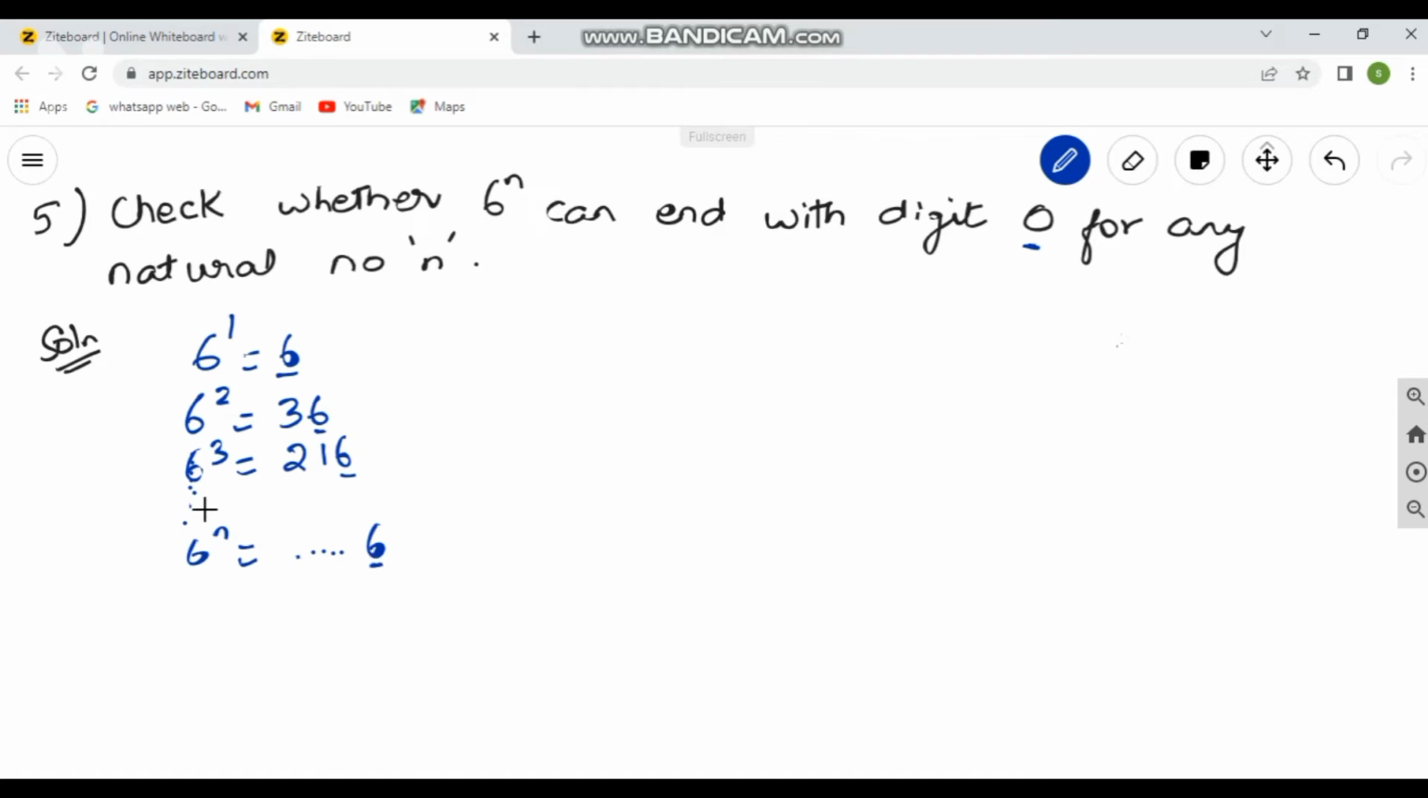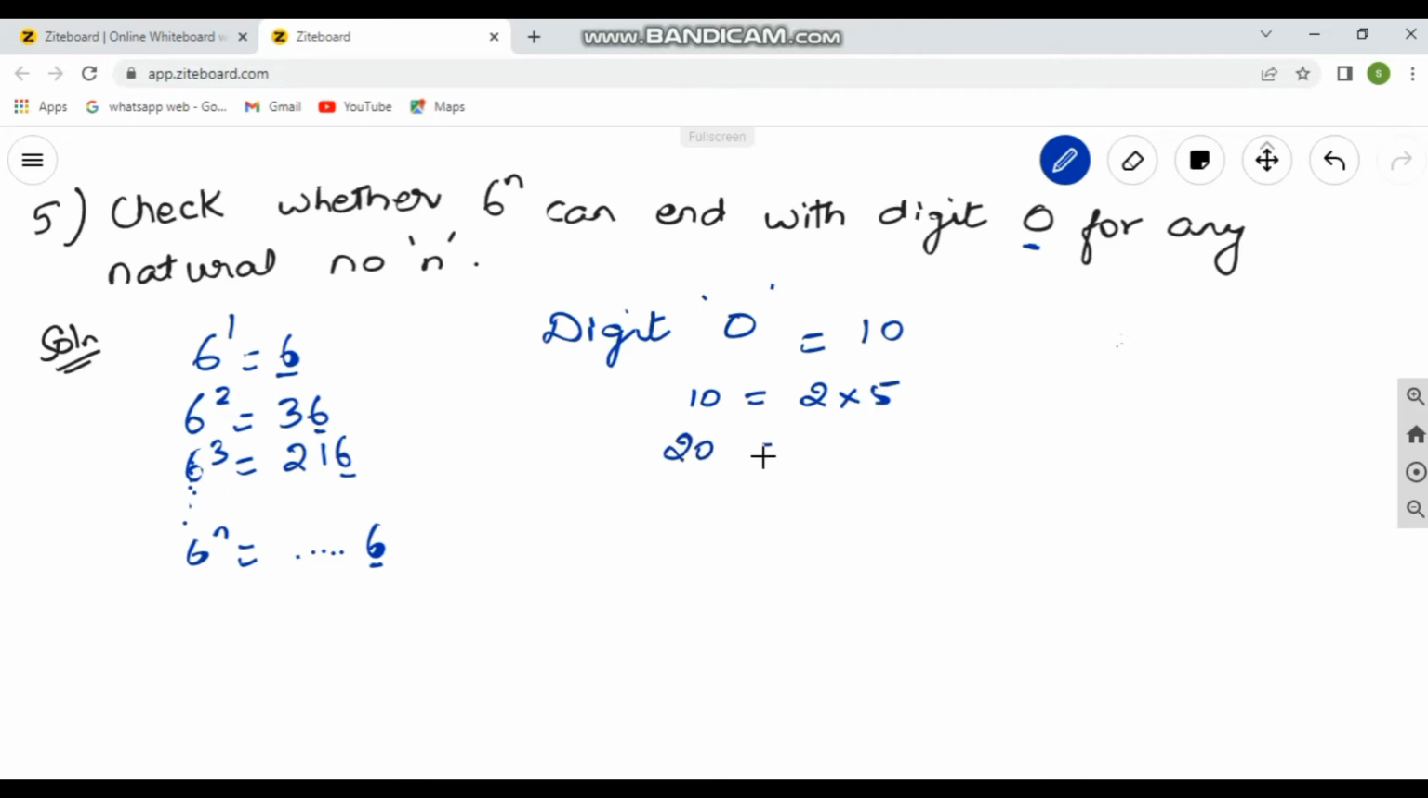Okay, so now first we are going to consider a number which ends with a digit 0. For example, if you consider 10, 10 is a number which has 0 at the end. So 10 I can write as 2 into 5, isn't it?